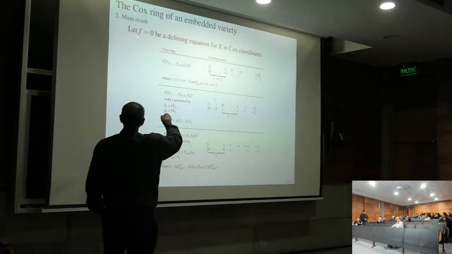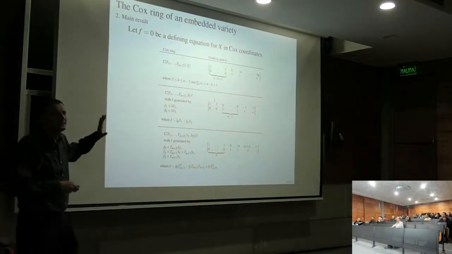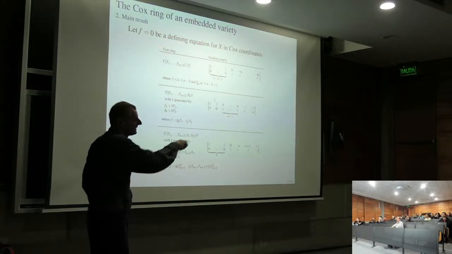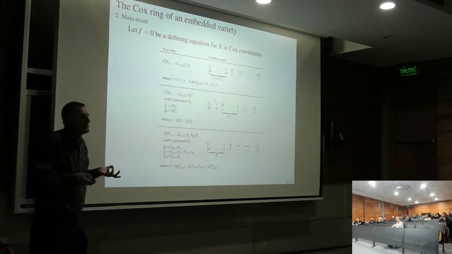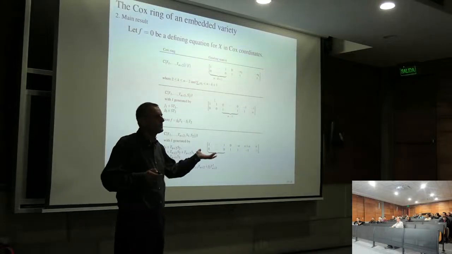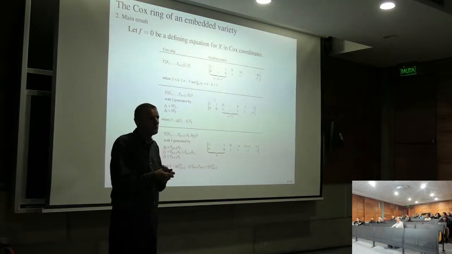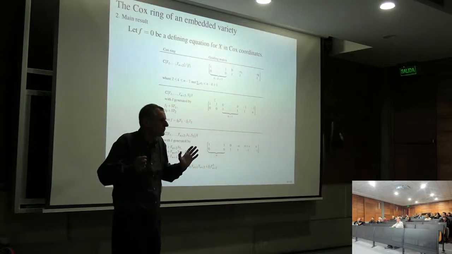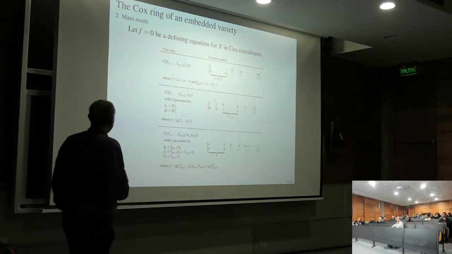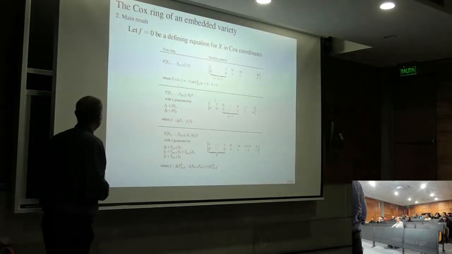So now let me take f equal to 0 to be a defining equation for X in Cox coordinates. I'm going to be a little bit more precise about what this means in a while. But basically, if you think about the projective space, you can think about equations of subvarieties of the projective space given by homogeneous polynomials. It's exactly the same thing. Okay, then there are 3 possibilities for the Cox ring.